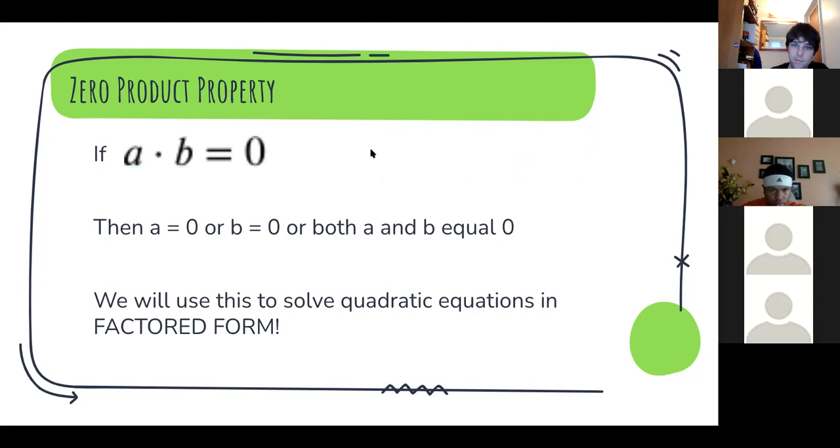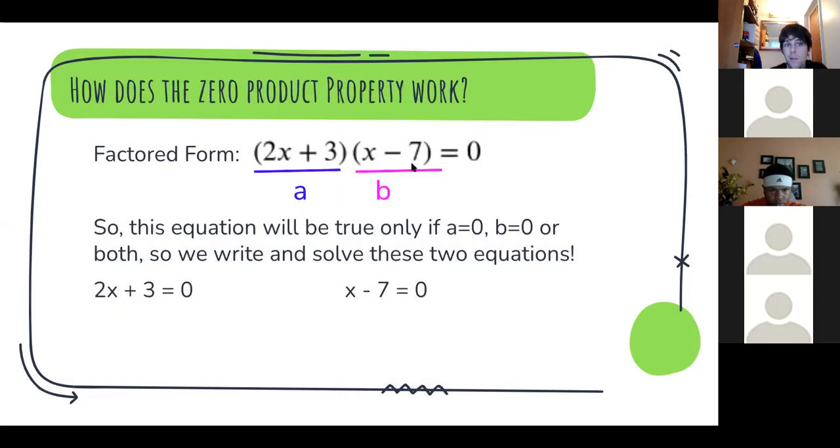And yeah, how does this work? Let's take a look at it. Well, here is our factored form. I actually made a really similar factored form on the last one, but anyway. So here's our factored form. We can think about this as our a times b. This will only be true if either my a factor equals 0 or my b factor equals 0. So you can write these two equations. You can take your factors right here and you can set them equal to 0. And by solving these equations, you find your solutions. And we're going to have two solutions, one for each factor.